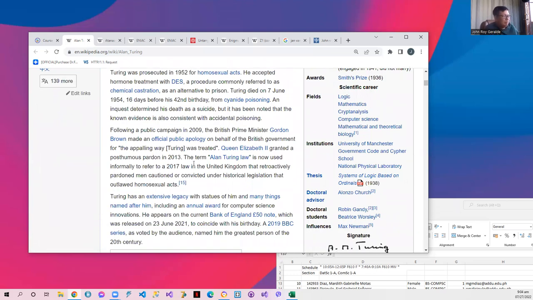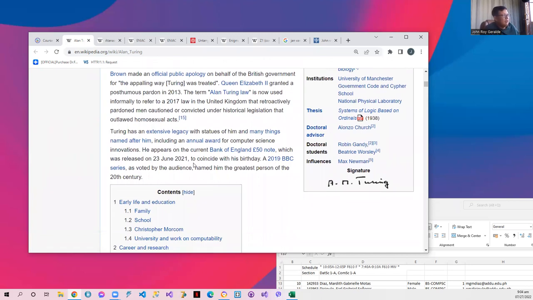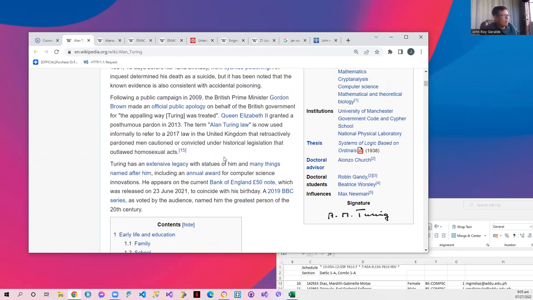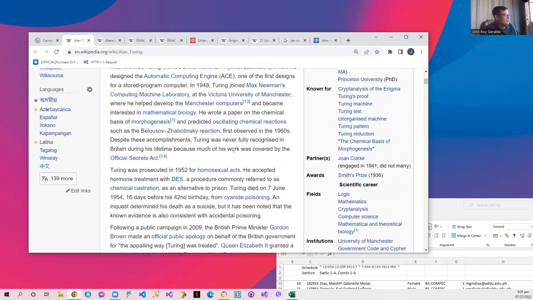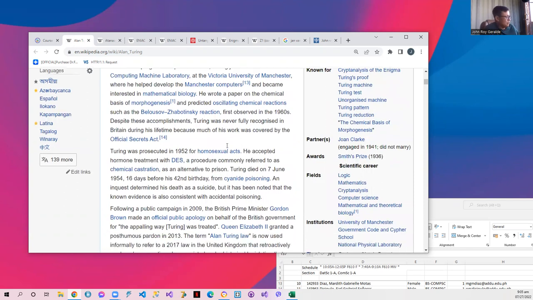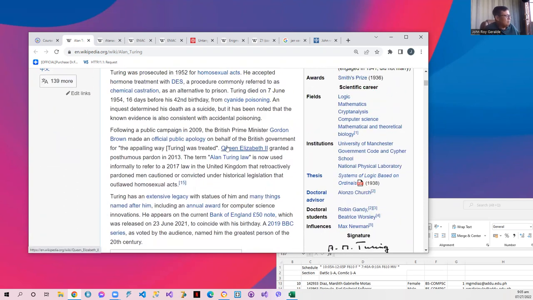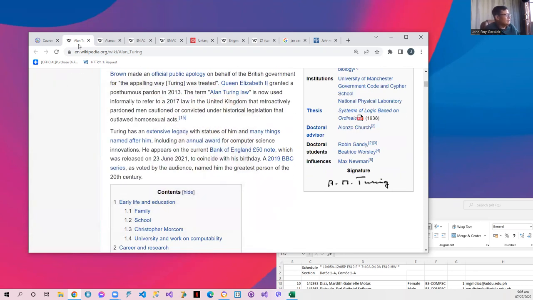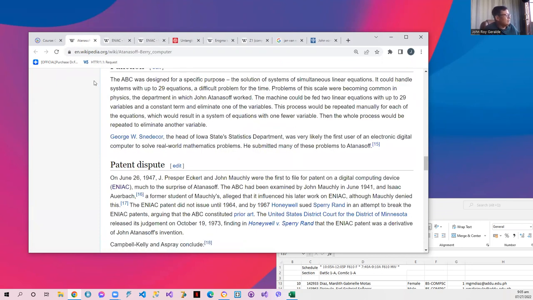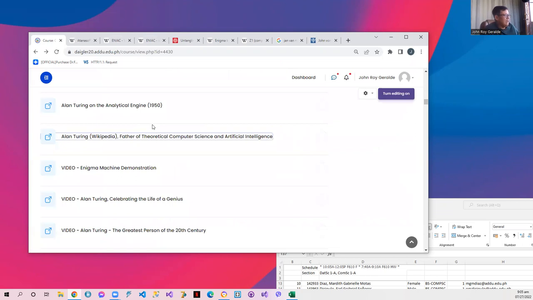So theoretically, Alan Turing invented the computer, because he created computing models to describe the behavior of binary computers. Do you follow? Any questions so far? Alan Turing is a very important figure in computing.